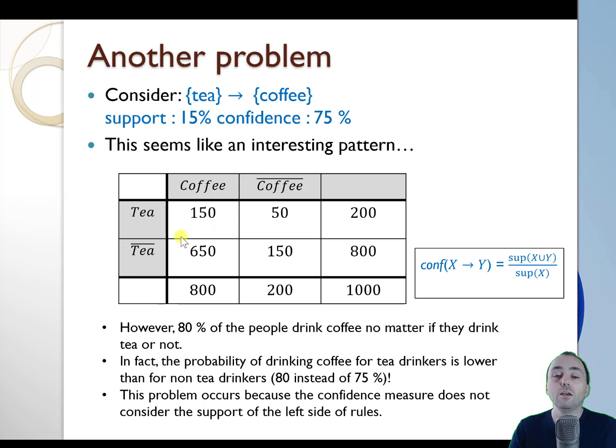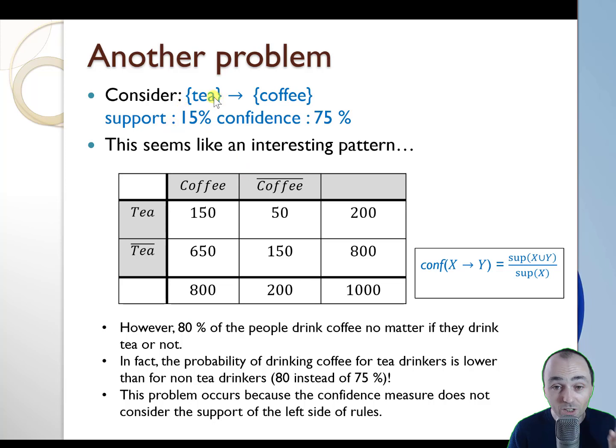Okay, so now let's continue. If you look at the people who don't drink tea, are they likely to drink the coffee? There are 800 people who don't drink the tea, and of those who drink coffee, 650. So 650 divided by 800, if you don't drink the tea, there is an 80% chance that you will drink the coffee. So if you like the tea, only 75%. But if you don't like the tea, you have more chance to drink the coffee.